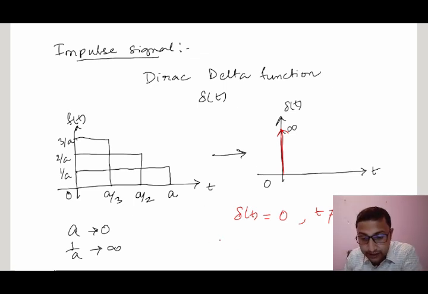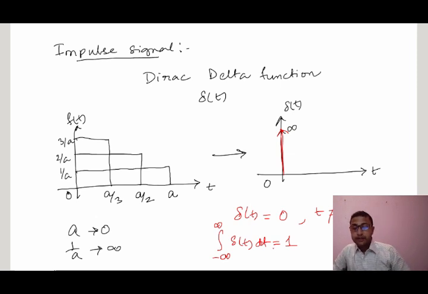So the area, that means the integration from minus infinity to plus infinity of delta(t) dt, is equal to 1, because I have already mentioned the area of the impulse curve is unity. So this is the concept of the impulse signal. With this I am ending today's lecture about signals. Okay, thank you.